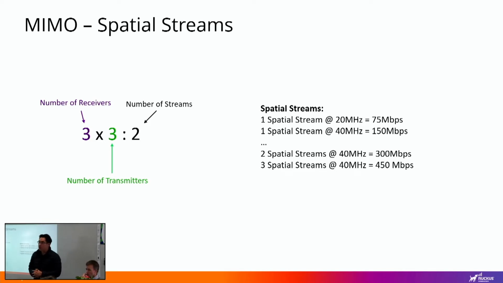What's the maximum amount of streams one can have? So currently, the highest end devices can do 8 by 8. The position of your phone or your device is quite important. The AP will actually detect how you're holding your device and transmit it in that way. So it's pretty cool stuff.